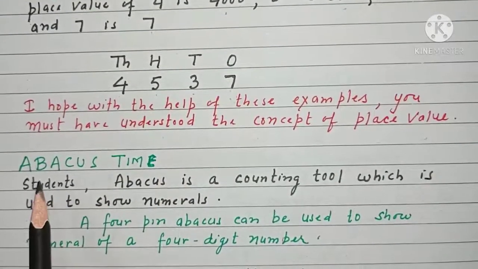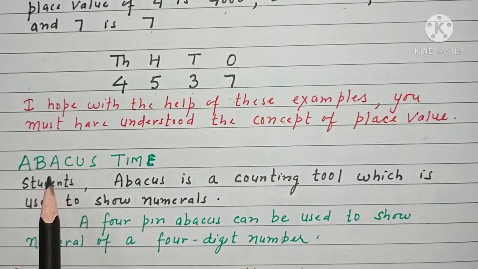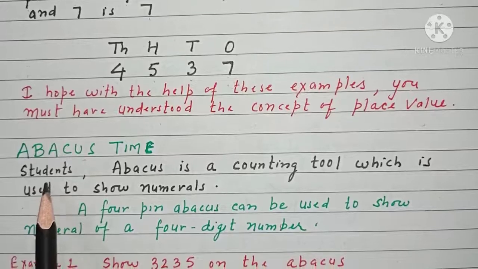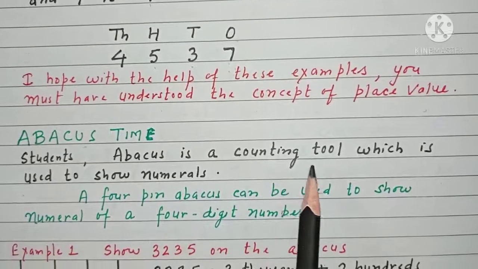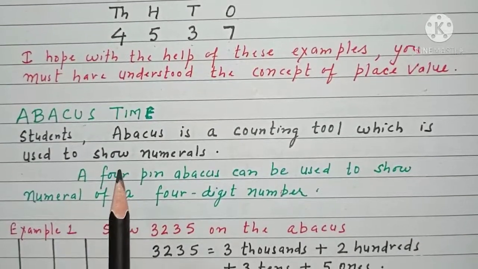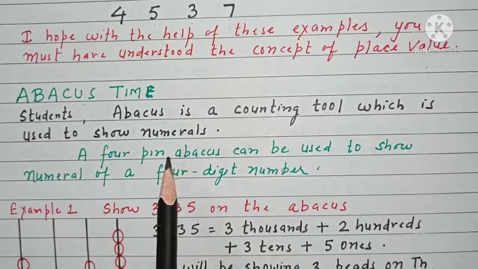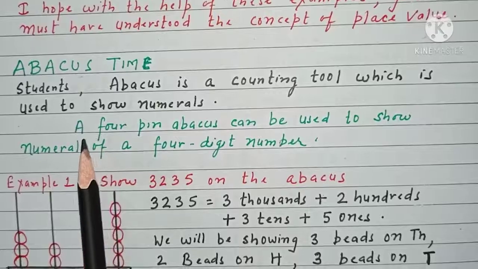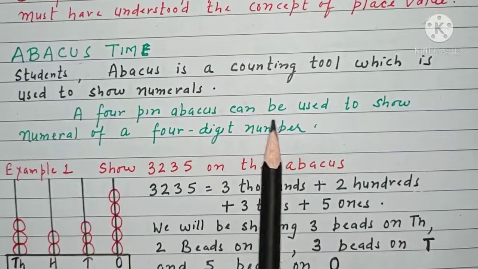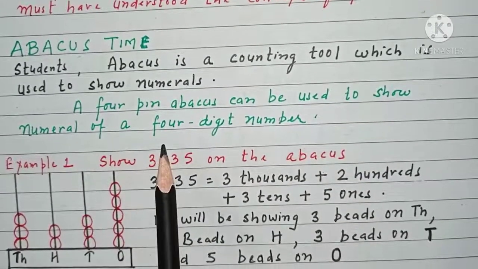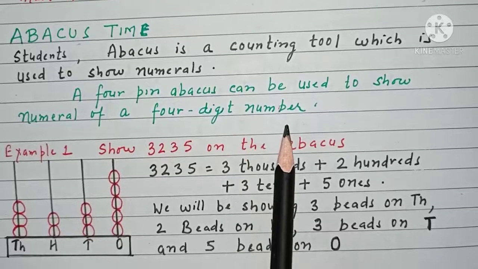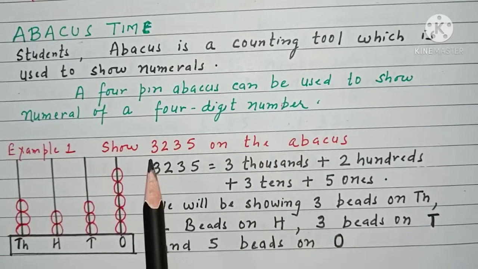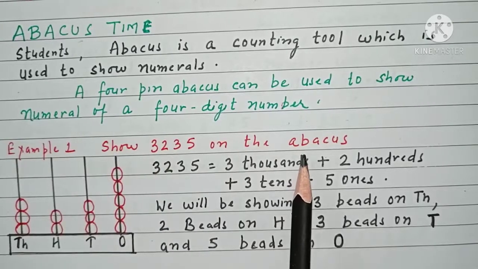Now children, we will move to learn what is an abacus. Students, an abacus is a counting tool which is used to show numerals. Now, as we are dealing with 4-digit numbers, a 4-pin abacus can be used to show the numeral of a 4-digit number. Let us learn how to show numbers on the abacus.